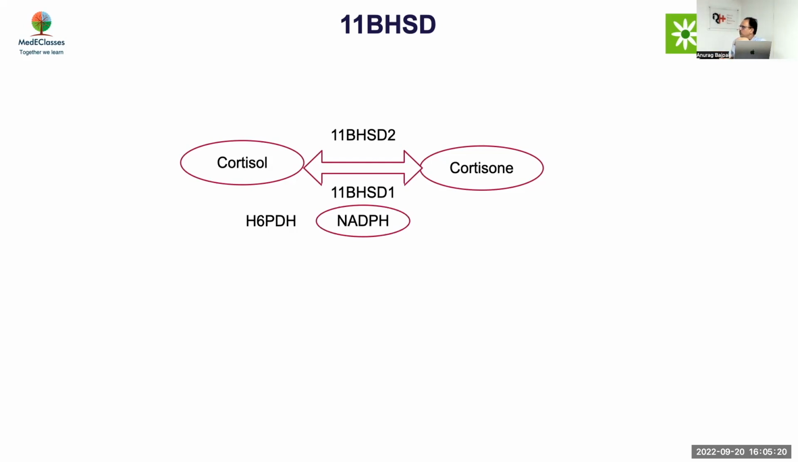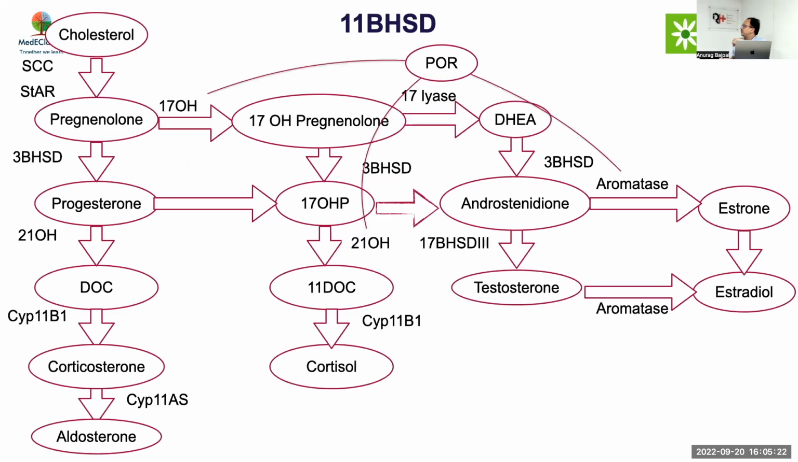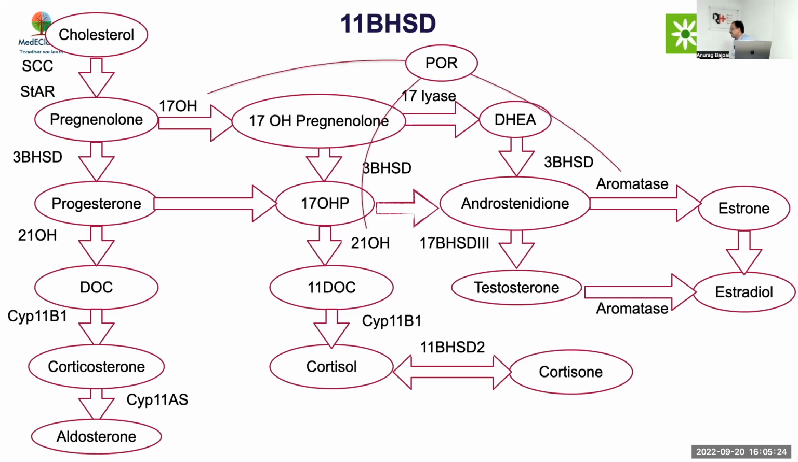So this is also now a known cause of cortisol deficiency. So now our pathway extends: cortisol shuttling with cortisone using 11 beta HSD2 and 11 beta HSD1 in that perspective. And this is regulated via NADPH through the hexose-6-phosphate pathway.